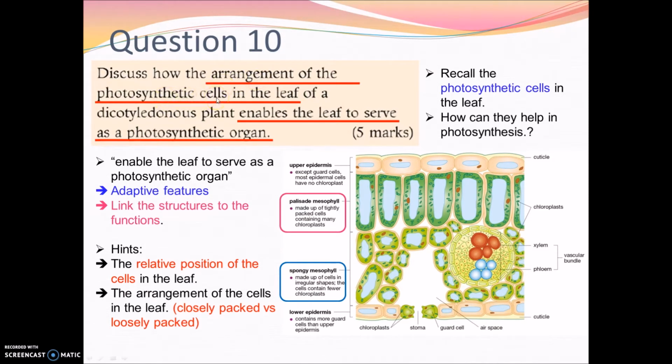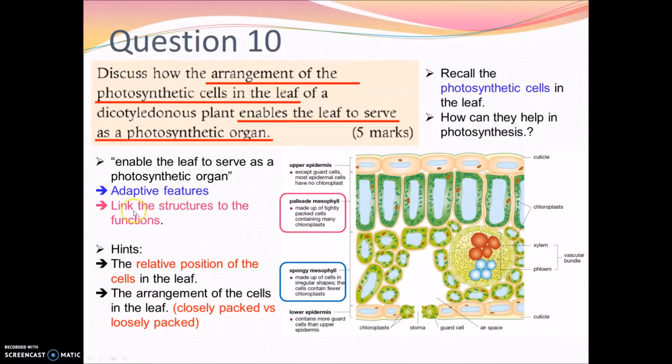We are not talking about the structure of the photosynthetic cells. So if you mention that there are so many chloroplasts in the palisade mesophyll cells, and that helps the palisade mesophyll cells absorb light for photosynthesis, it will be irrelevant, because I'm not talking about the structure of the cell. I'm just talking about the arrangement of the photosynthetic cells in the leaf.